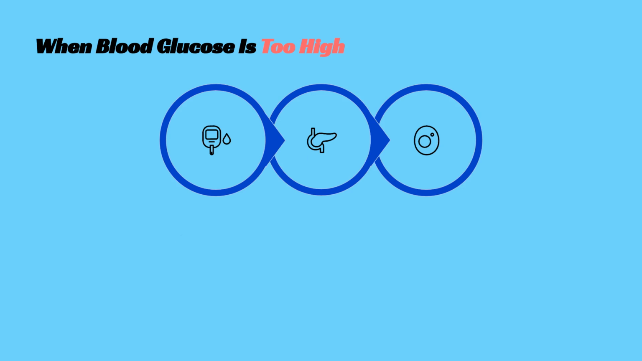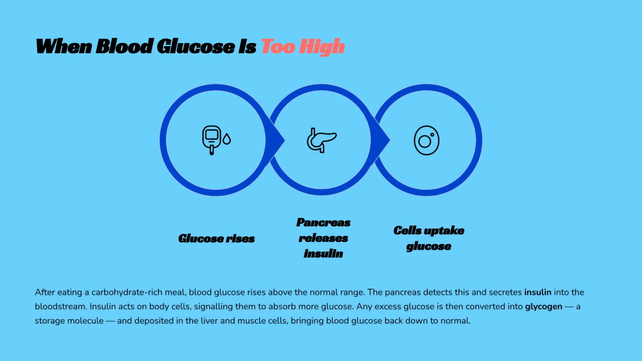When blood glucose is too high, the pancreas releases insulin. Insulin signals body cells to absorb glucose, and excess glucose is converted to glycogen and stored in the liver and muscles, bringing blood glucose back down.